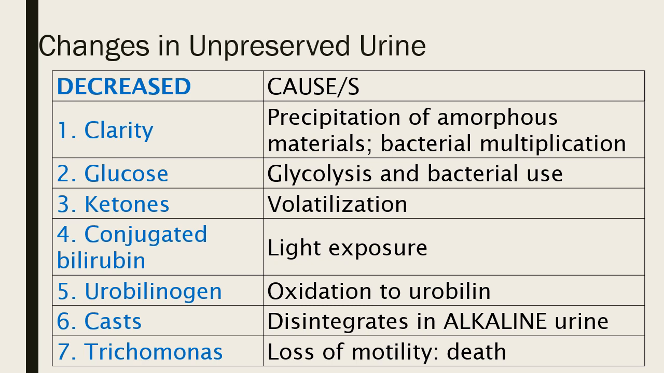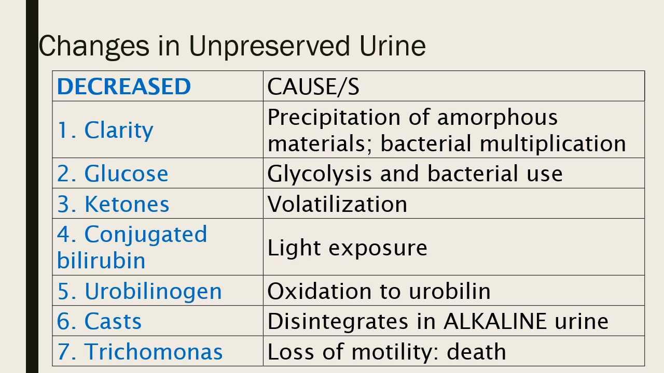Also, your glucose is decreased, and that is caused by glycolysis and bacterial use, of course. When there is metabolism, that is glycolysis by the other cells present. Let's say you have RBCs and WBCs present in your urine, then of course they will also utilize the glucose present.